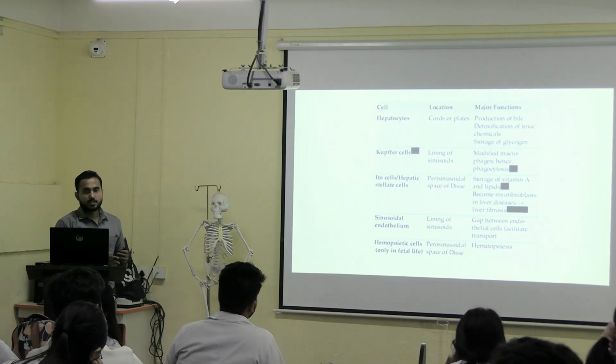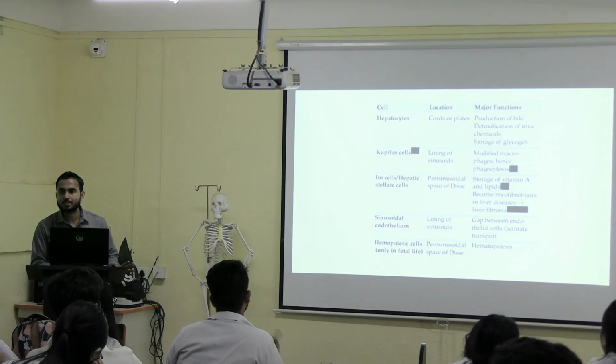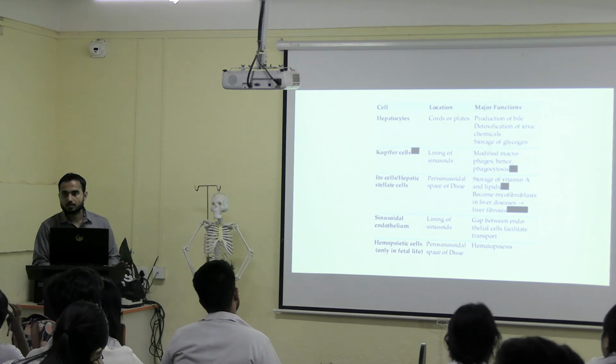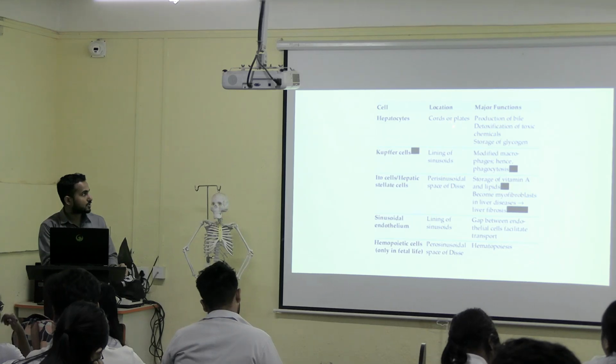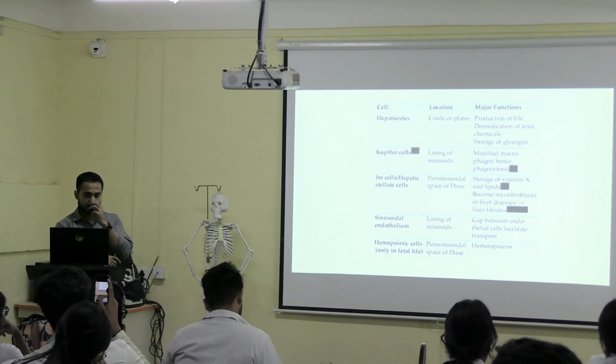Next, these are the list of cells which are present in the various parts of the liver. First, the most important one. What is the most important one? The hepatocytes. They are in the form of cords or plates. Throughout the liver you can see hepatocytes are present. What is the major function? Production of bile, detoxification of toxic chemicals, storage of glycogen, etc.